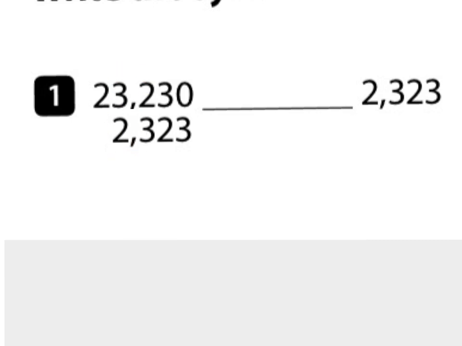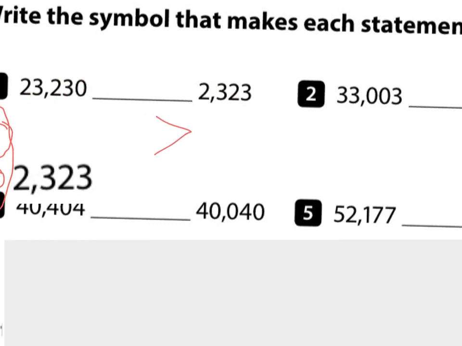All right, so when comparing numbers, we always start with the furthest numbers to the left. And you can see we have a 10,000 here, but we have nothing here. If it makes it feel better, put that 0 there. And then we can see that these two 10,000s numbers are different, and we can see that the 2 is larger. So 23,230 is greater than 2,323. All right, let's cruise on to number 2.